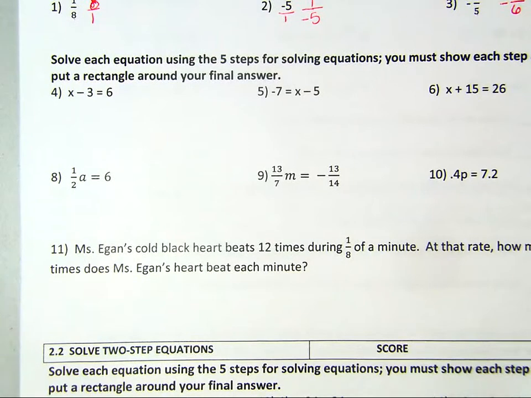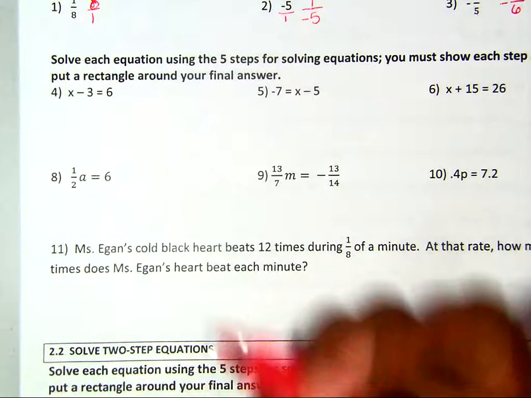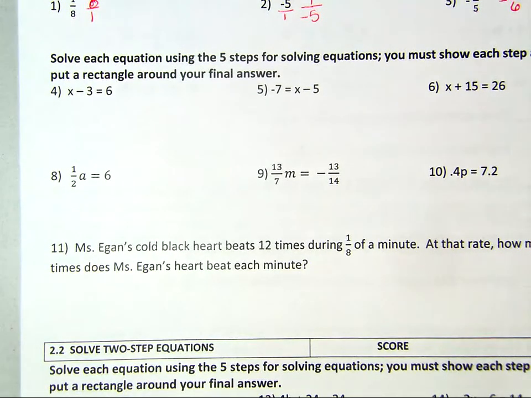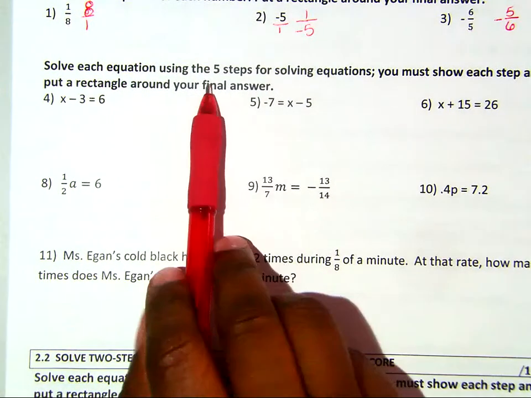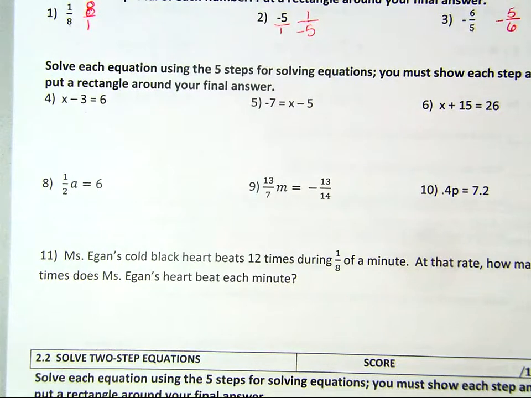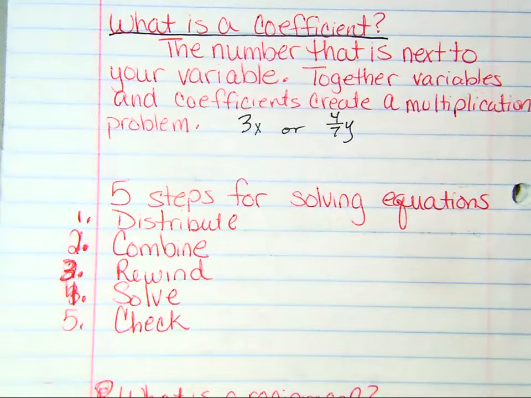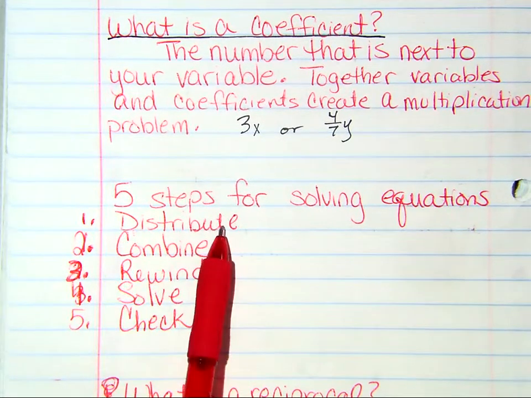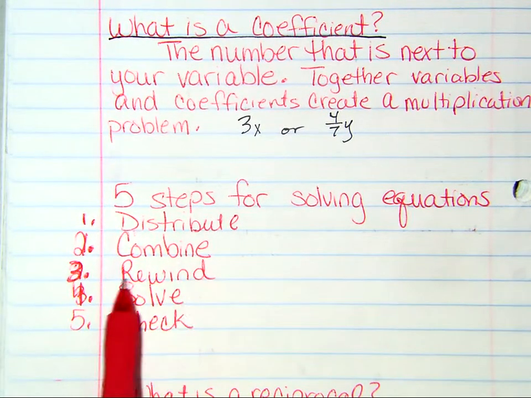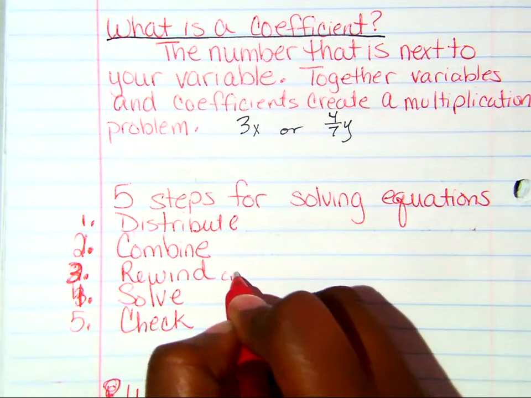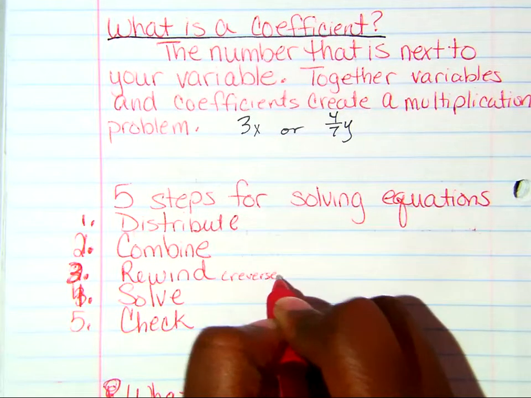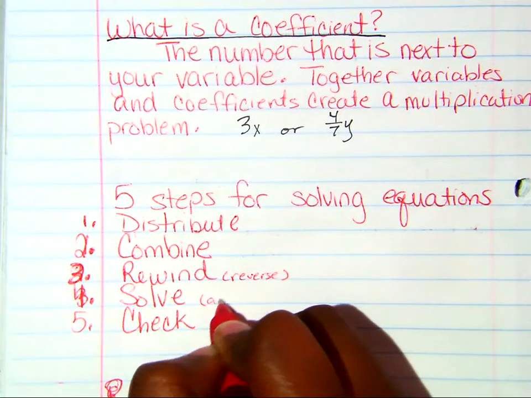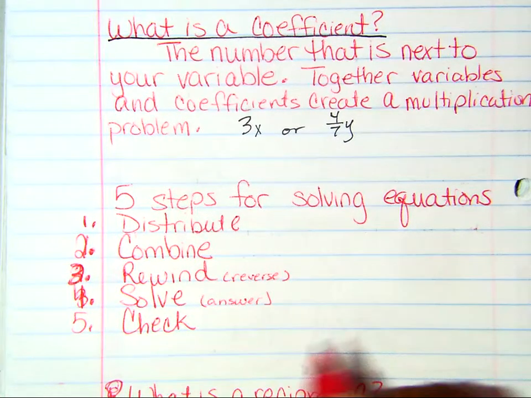Number 4. X minus 3 equals 6. These are all one-step equations. They're asking me to use my 5 steps for solving equations, okay? If you don't know the 5 steps for solving equations, guess what? That's in your Math Interactive notebook as well. 5 steps for solving equations: distribute, combine, rewind or reverse, solve or answer, and check.